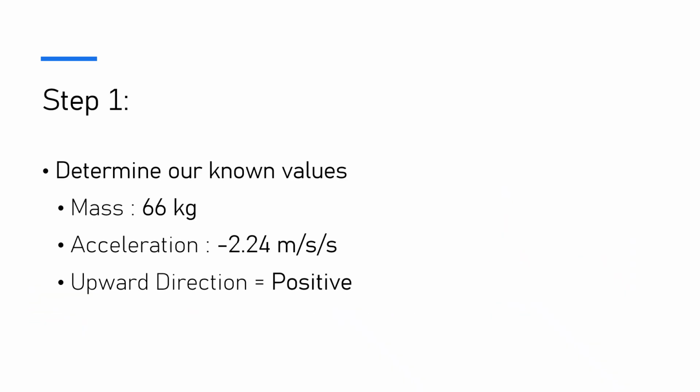So the first step we're going to do is a little bit of bookkeeping, and we're going to determine our known values. So we know that the mass of our system, which is our person, is 66 kilograms. And the acceleration is negative 2.24 meters per second squared. And if the upward direction is positive, it means they're accelerating downward. So just based off of that, we know that our normal force should be less than when the elevator was at rest.